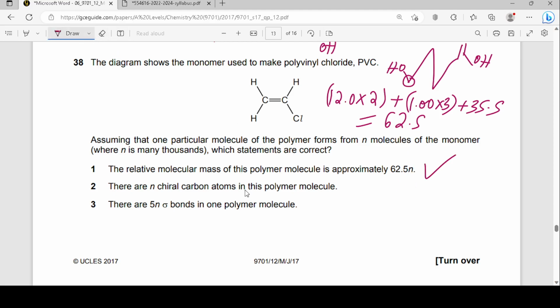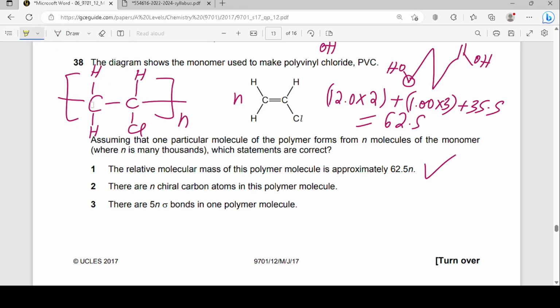Now, there are n chiral carbon atoms in this polymer molecule. So let me draw the repeat unit. It took me a long time to remember that it's called a repeat unit for some reason. Anyways, this is a repeat unit. If I have n of PVC, it's this repeat unit of the polymer repeated n times. Let me see which atom here is chiral. See this carbon atom? This one is not chiral because it has two H atoms attached to it, so it's definitely not chiral.